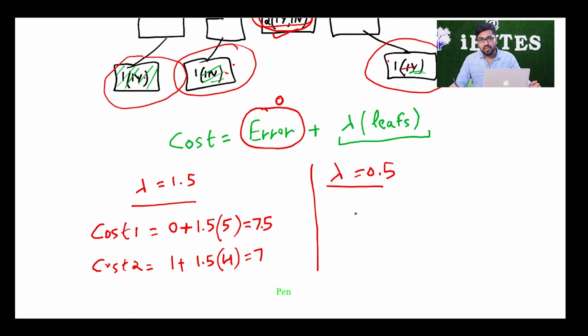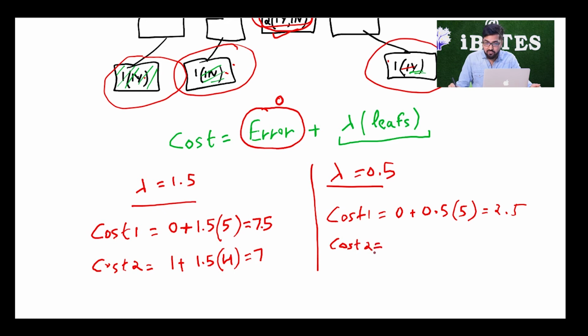Similarly, in case of lambda equal to 0.5, my cost 1 is going to be 0 plus 0.5 into 5, that is 2.5, and my cost 2, that is the cost after pruning, is going to be 1 plus 0.5 into 4, that is equal to 3. Okay, that is equal to 3. Right. So, it is clear.